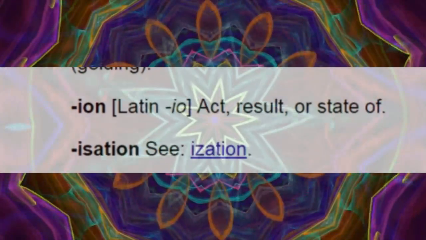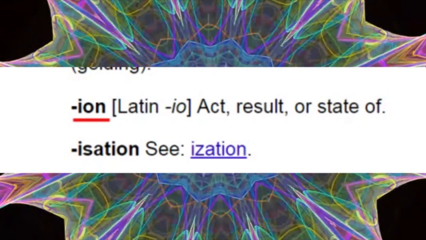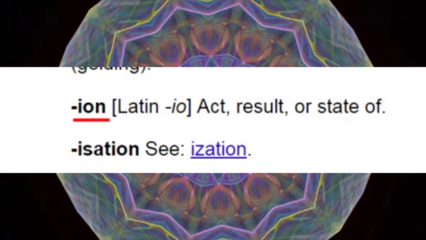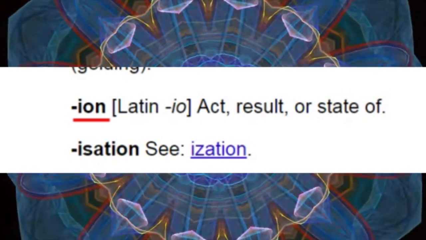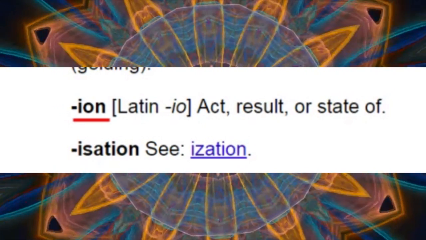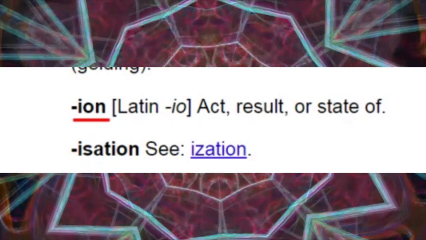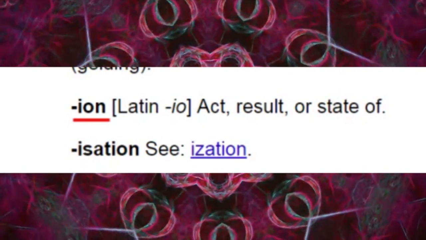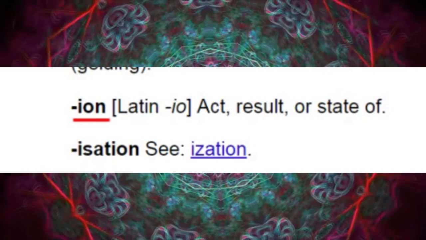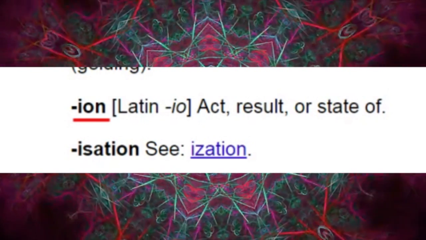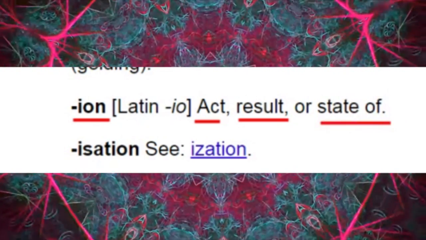Now we come to ION, and they took down my favorite prefix and suffix etymological dictionary, and so now I have to use the substitute. I really hope that they didn't do that just because of the videos I'm making, because that's silly. That just shows how the power elite actively try and keep people ignorant of what is going on. ION is act, result, or state of.